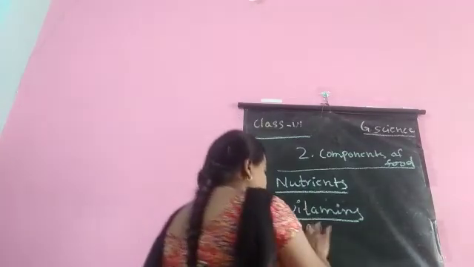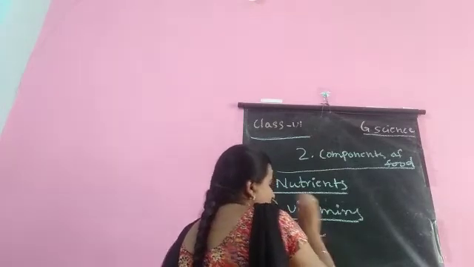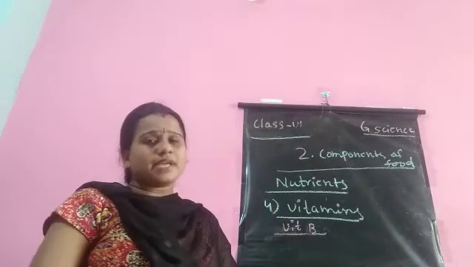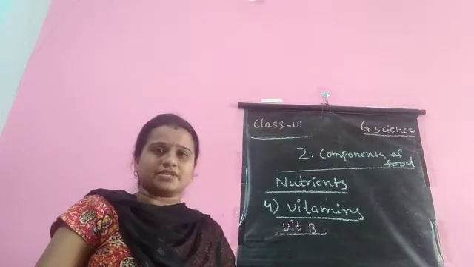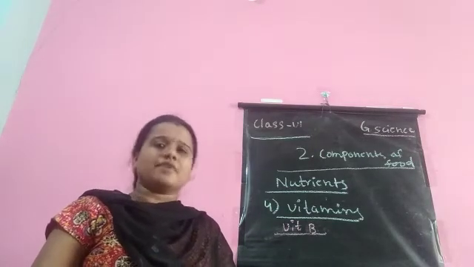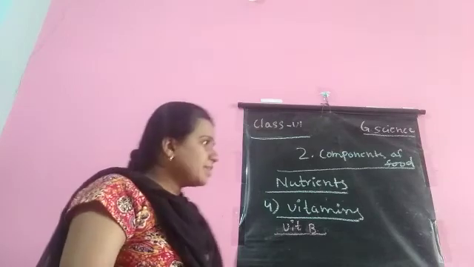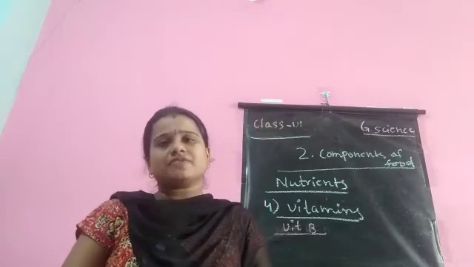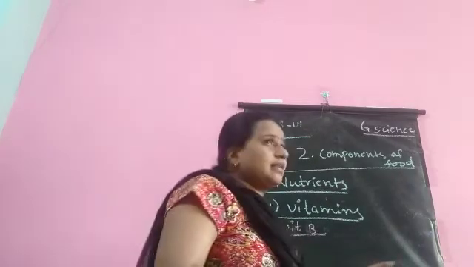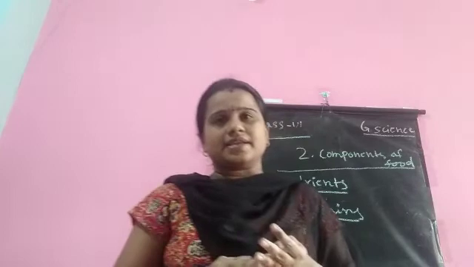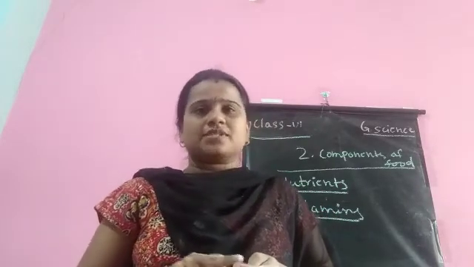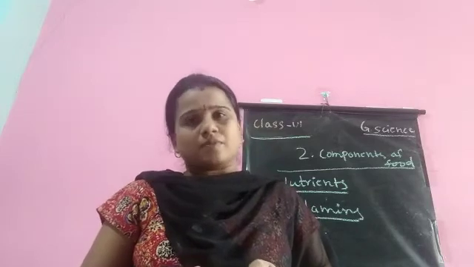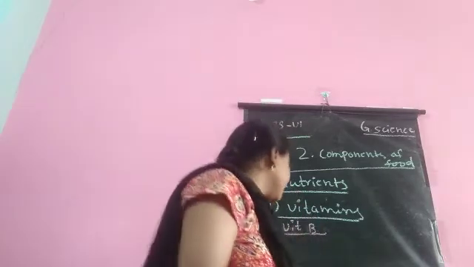Next, vitamin B. Vitamin B is necessary for growth and proper functioning of the digestive system, nerves, and muscles. It is found in foods like milk, cheese, butter, chicken, green leafy vegetables, potato, whole millet, and pulses.